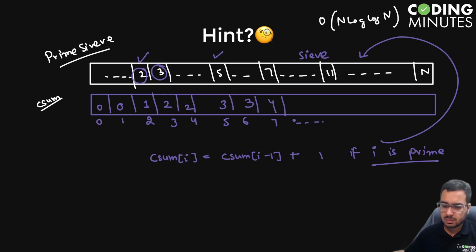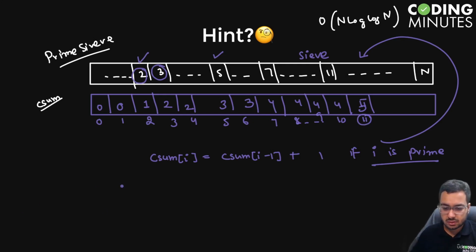So similarly, up to 8 you have 4 primes, up to 9 you have 4 primes, up to 10 you have 4 primes. Up to 11, how many primes will you have? You will have 5 primes, because the number 11, that is I, is itself a prime.